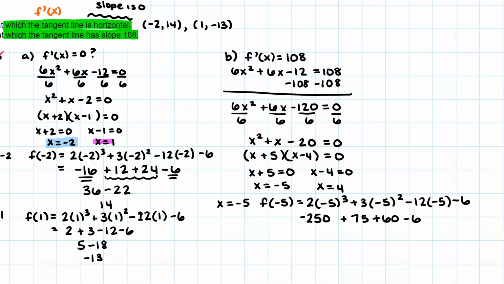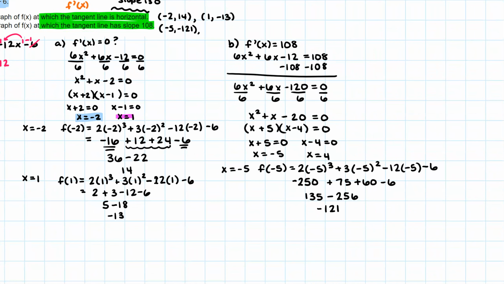So I've got 75 and 60, which is 135. And then I've got minus 250 and minus 6, so that's minus 256. So negative 121. So the location negative 5, negative 121, that tangent line will have a slope of 108. And now I just need to find the other one.